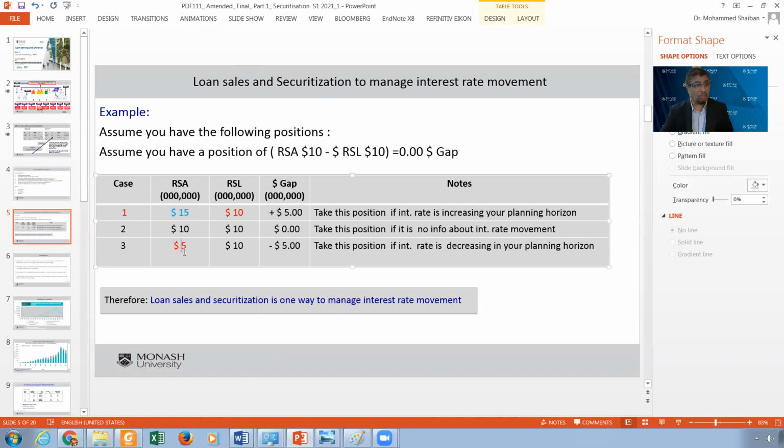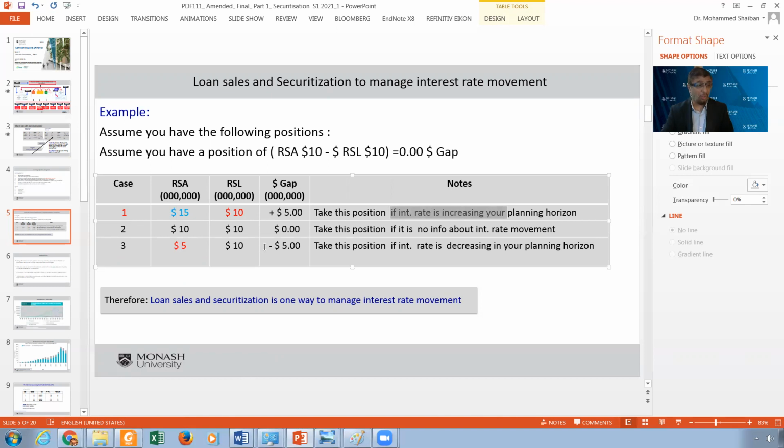If the interest rate is going up, which is what I will do now, I will buy 5 of loans, and now my assets will be 15, my liabilities will be 10, so I will be 5 plus, and that will be a perfect position for me if the interest rate is increasing.